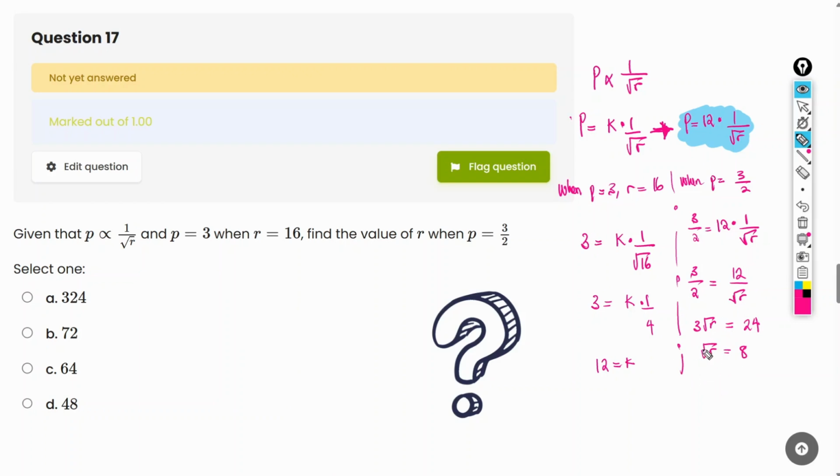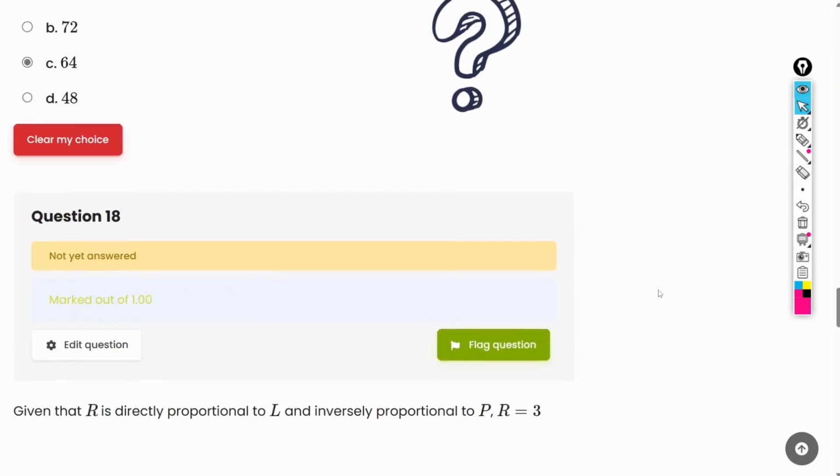So to get r, we can square both sides, and you have r as 64. So the correct option is option C, 64. Okay. So again, the process is just the same one.